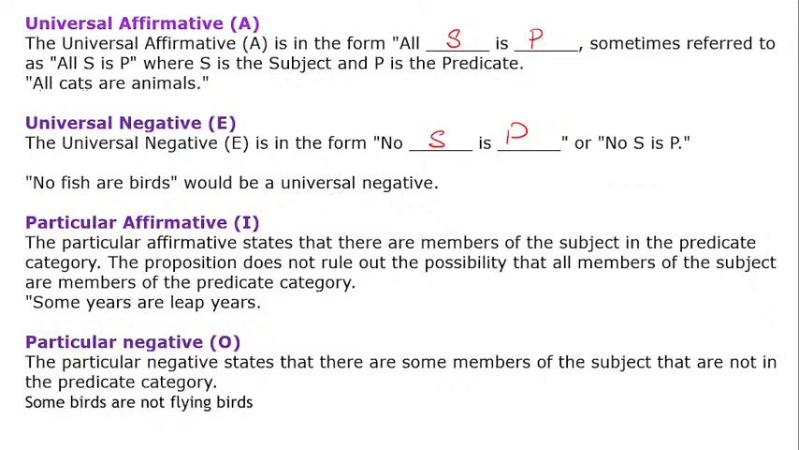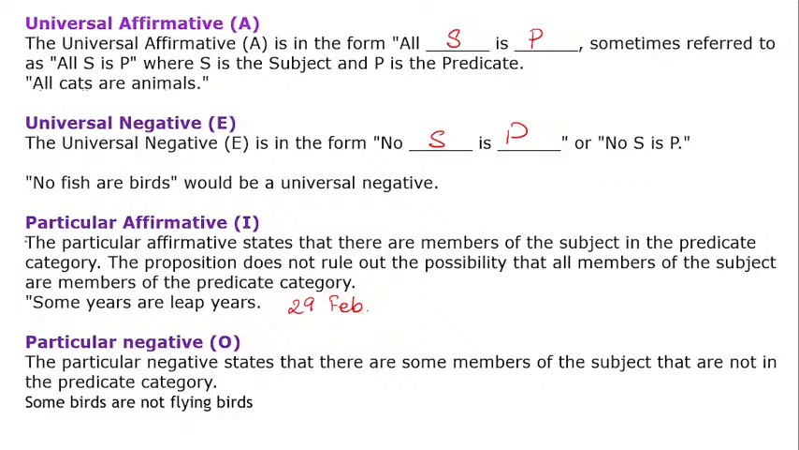And if we are saying particular affirmative, like if the sentence is "Some years are leap years." Okay, so not all years are leap years. What is a leap year? A leap year is the year that has one extra day. Means in February we have 29 days, and normally we have 28 days in February.